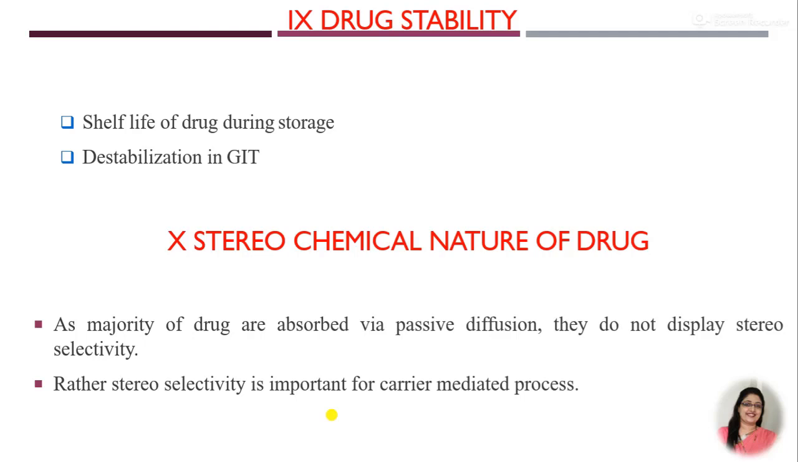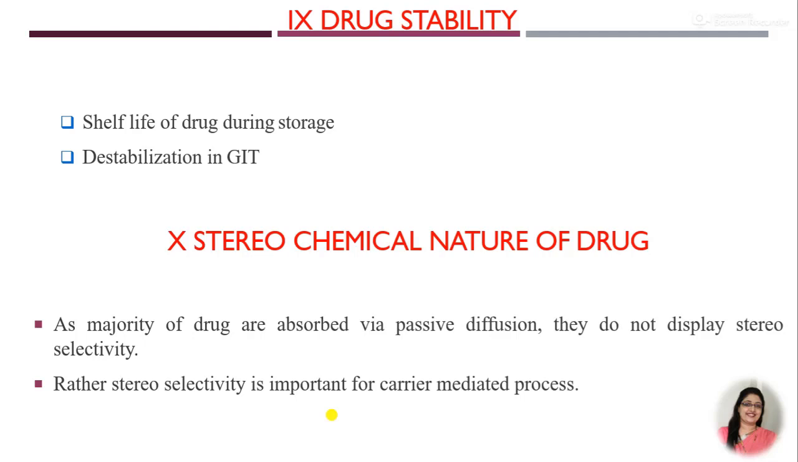Drug stability. The shelf life of drug during the storage is an important parameter that will decide whether the drug will undergo adequate dissolution and adequate absorption. If the drug is not stable throughout the life, then there won't be good extent of absorption of such drug, as well as if the drug is not stable in the GI tract, then the dissolution rate for such drug and hence the absorption rate of such drug will be less.